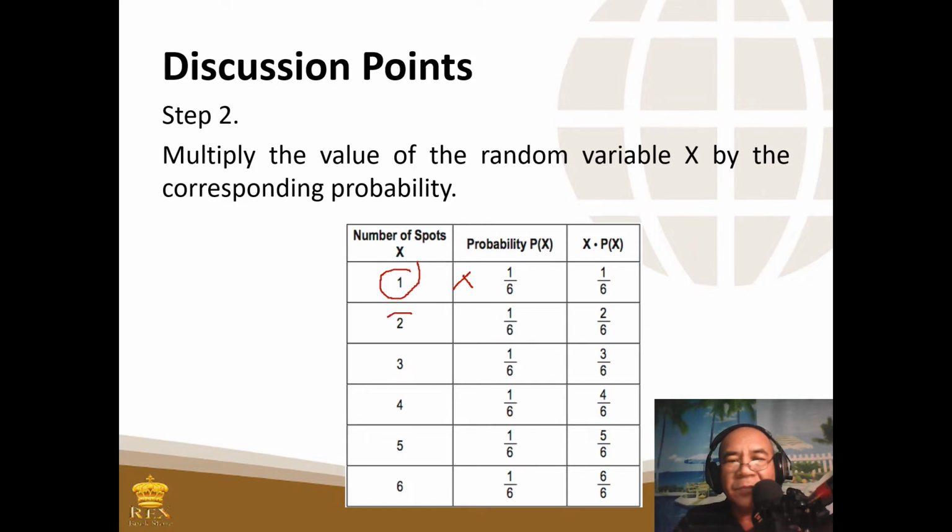Okay, same with spot number 2. You multiply 2 times 1 over 6. It is 2 times 1 equals 2, and over 6, so 2 over 6. We have also 3. We multiply it by the probability of 1 over 6. That is 3 times 1 equals 3, and over 6. Okay? So it's very easy. Also in number 4, 4 times 1 equals 4, and over 6. Also 5, 5 times 1 equals 5 over 6, and 6 times 1 equals 6 over 6.